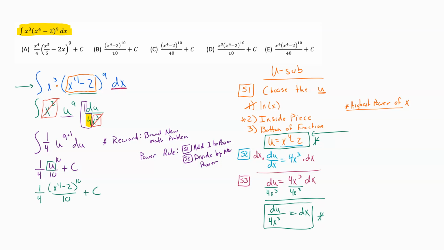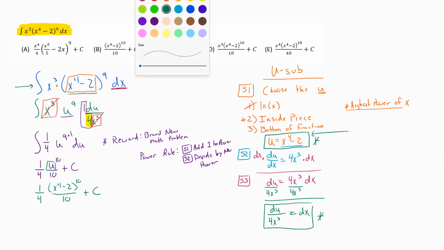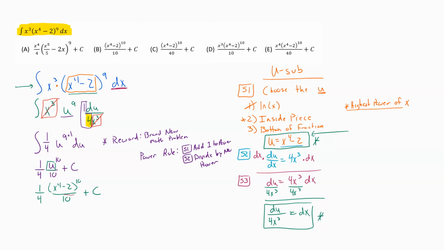And then you'd look at your answers and you would see that they want you to do just a slight bit more simplification. Really all we can do is multiply the bottom of our fraction together here. So this ends up becoming x to the 4th minus 2 to the 10th over 40 plus c. And that's going to be our final answer on this problem. And as we go back up and look at our answers, that matches up perfectly with answer C.